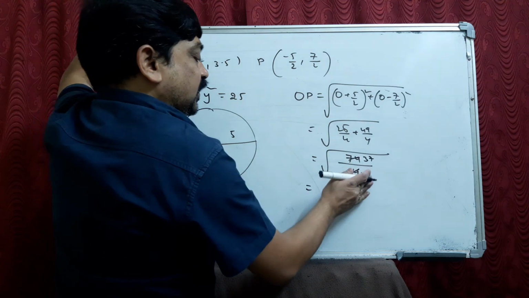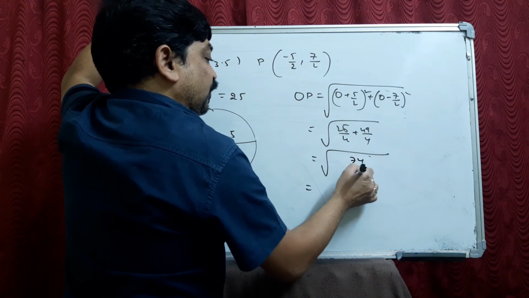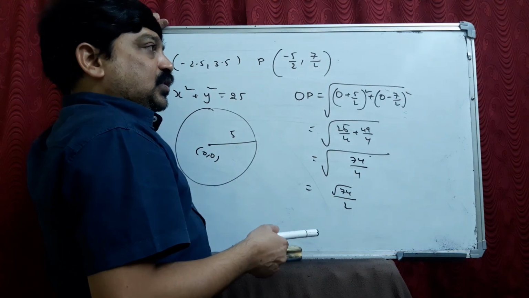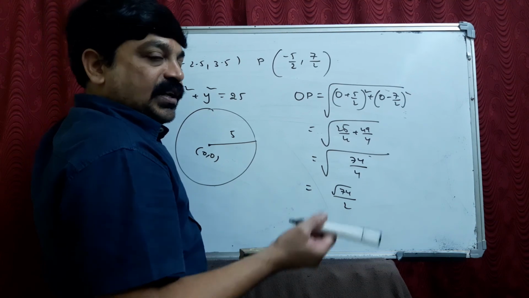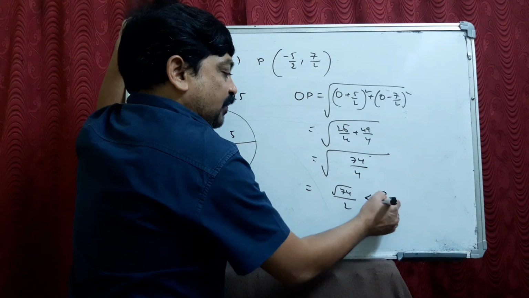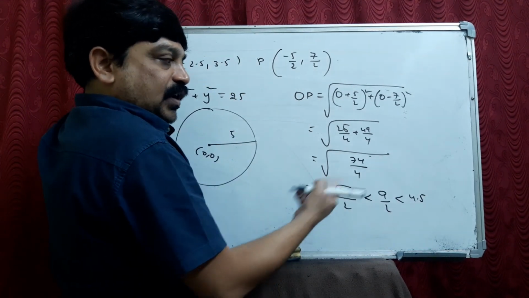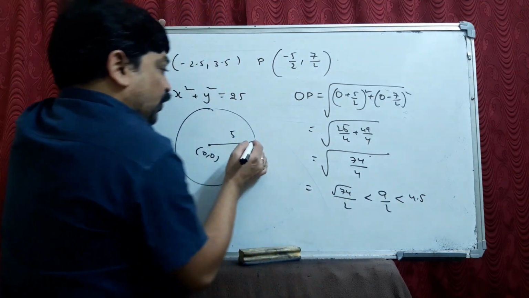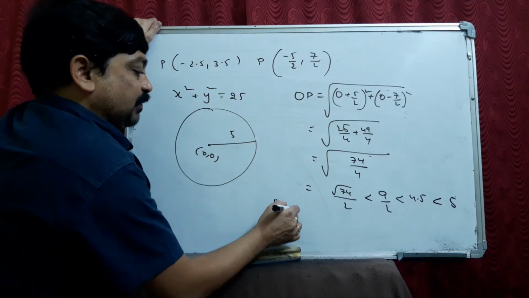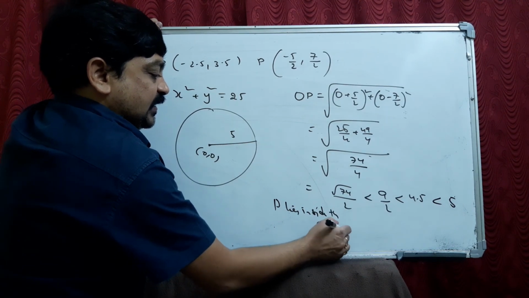Let's not cancel, 74 by 4, it becomes root 74 by 2. Root 74 is approximately less than 9 because root 81 is 9, root 74 is less than 9. So it becomes less than 9 by 2, so less than 4.5. I am writing the nearest value. If it is less than 4.5, it is less than 5. So that means the point P lies inside the circle.